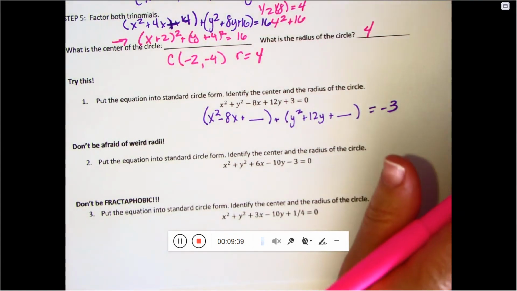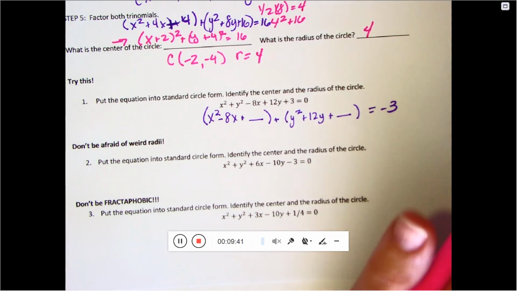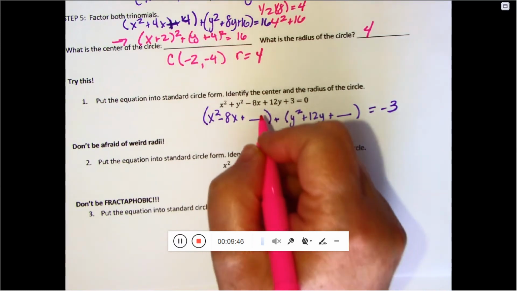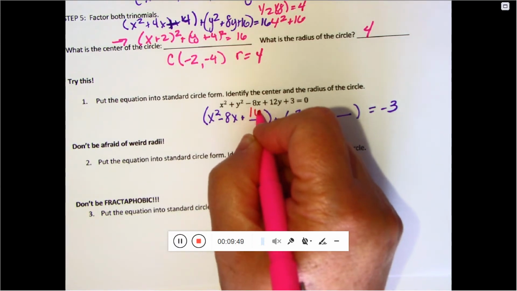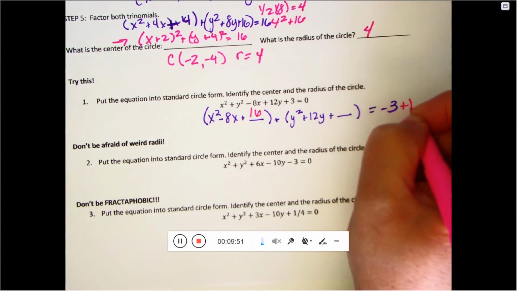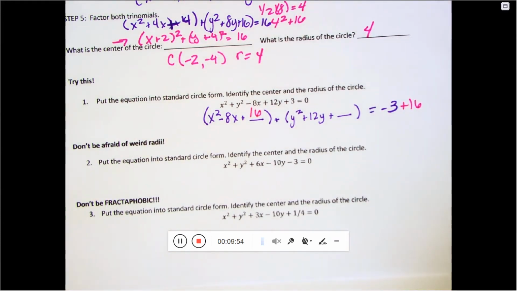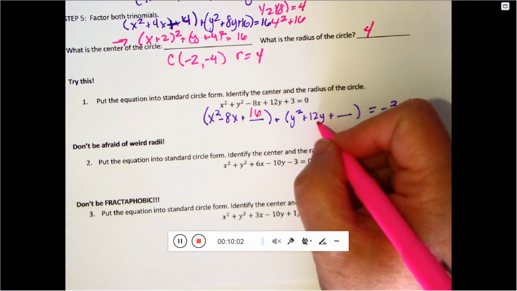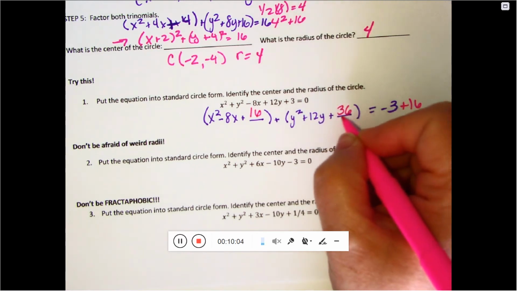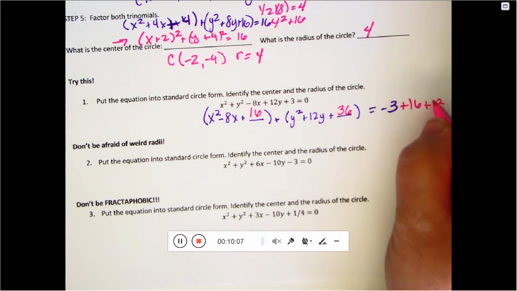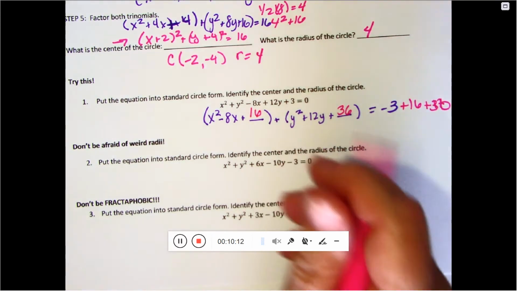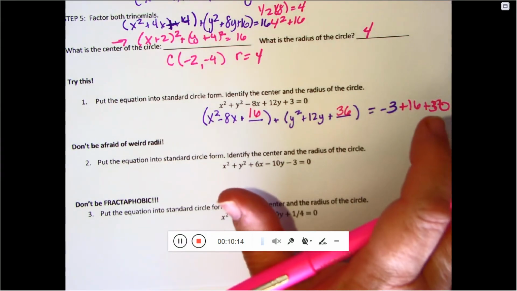Now I'm going to complete the square. I take half of that number, which is negative 4, square it, it's 16. So I'm going to add a 16 there, but I also have to add a 16 here. Now I'm going to take half of that number, which is 6. Square it, it's 36, but because I added a 36 here, whoops, I have to add a 36 over there. See how I can do this in just 2 steps.